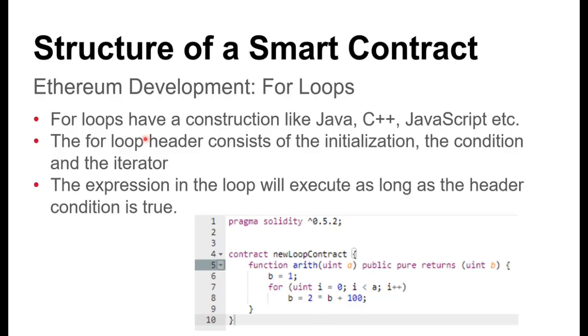And we also have loops. Loops have a construction exactly similar to Java, C++, and JavaScript. There's a loop header, which in this case is a for loop: initialization and condition, and then the iterator. The loop will continue to execute while the header condition is true.